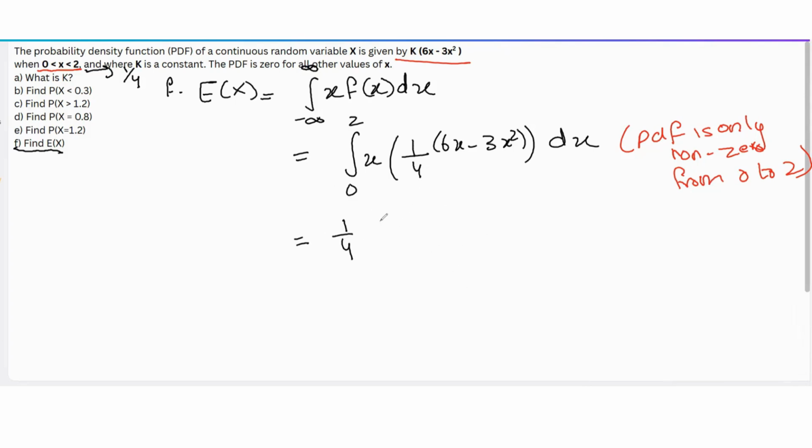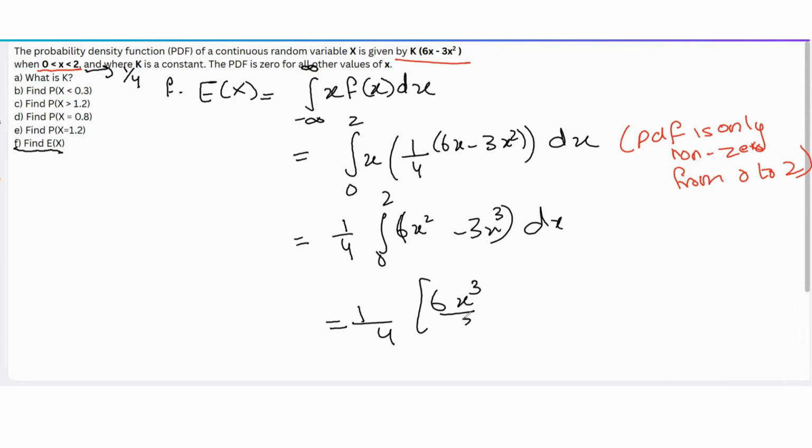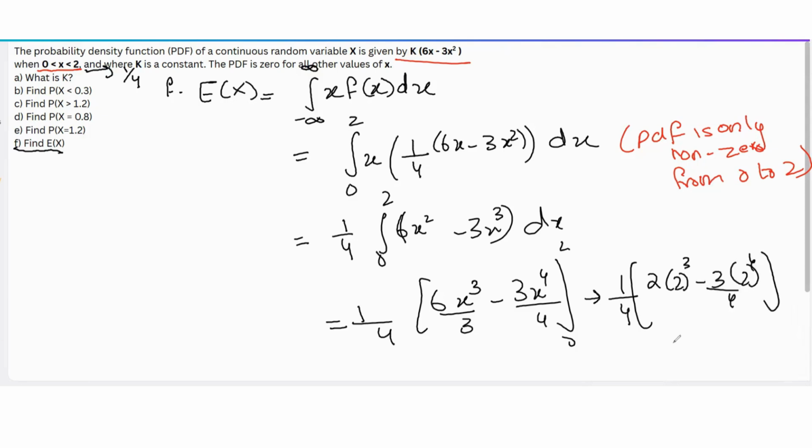Now we just simplify this integral a bit and we can write this as the integral of (6x squared minus 3x cubed) dx. If we do the integration, this becomes 6x cubed by 3 minus 3x to the 4 by 4, and then we plug in the limits 0 to 2. We can write this as 2 times 2 cubed minus 3/4 times 2 to the power 4. Obviously when we plug in 0, it will just be 0, so I just plugged in 2.